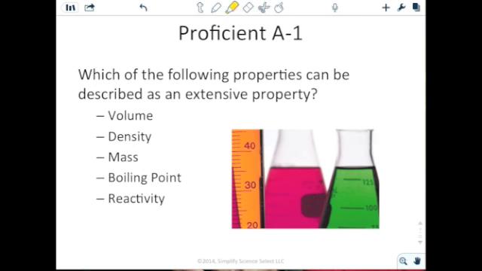So we're looking at extensive properties here, and that means that matter matters. Basically, however much we have, that's going to tell us what type of property it is. So when we're looking at this, we know that volume, yes, that's going to be an extensive property. Density, doesn't matter how much we have of it, it's still going to be the same, so that's intensive, so that's not it. Mass, we know that mass, definitely, the more we have, the more massive something is. And then boiling point and reactivity, we know that those are intensive properties.